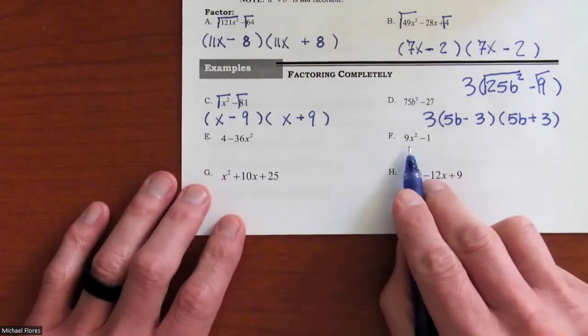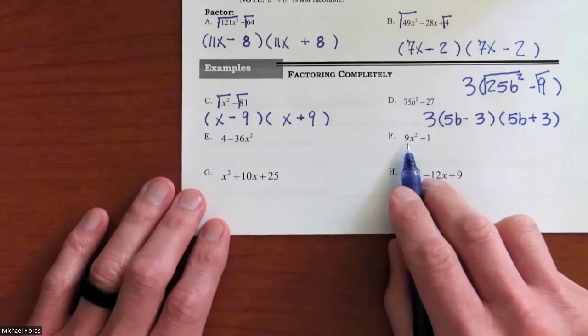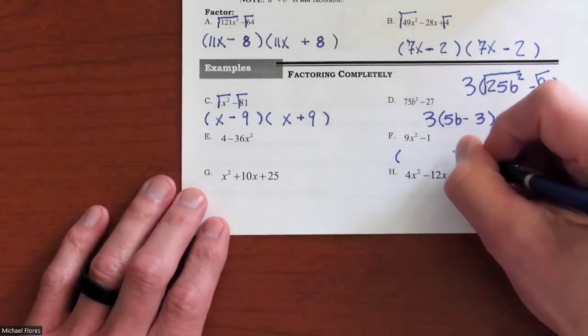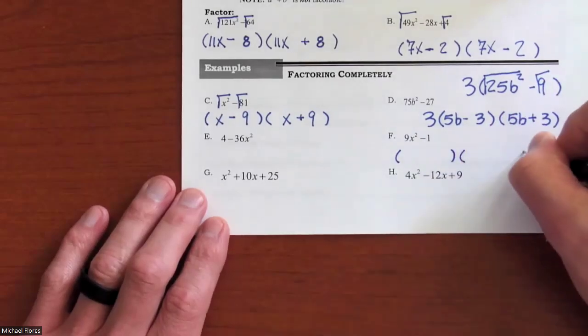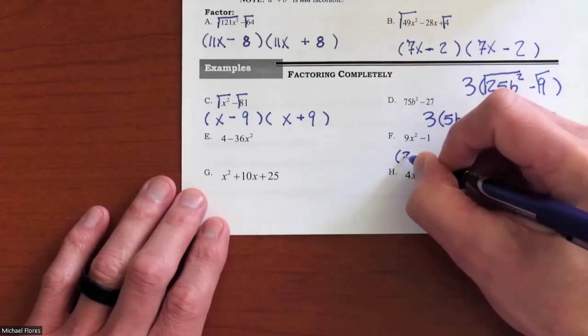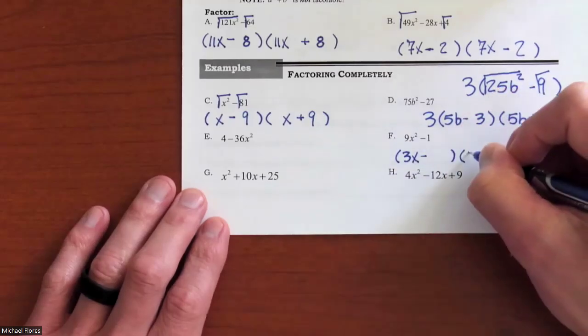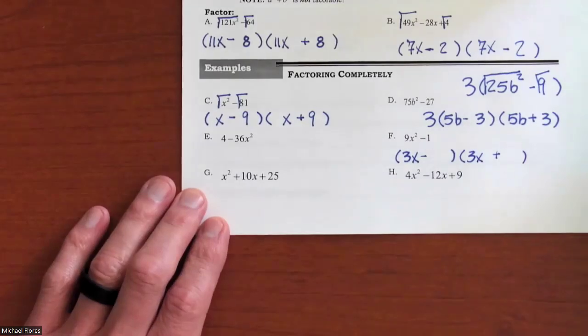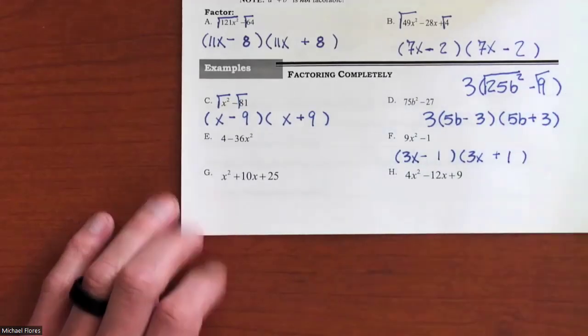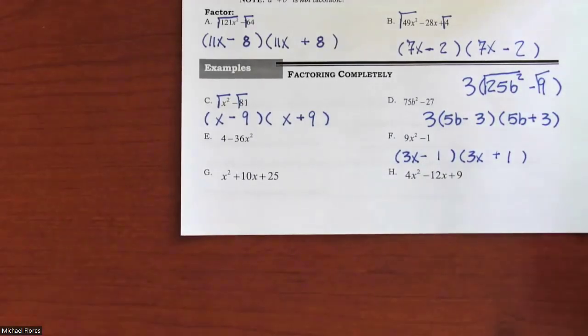Example F, term A, perfect square. Term C, perfect square separated by a minus. Two parentheses, different signs. Take the square root of the first term, put the result in the front of each parenthesis. Then take the square root of the second term and put that result at the end of both parentheses.